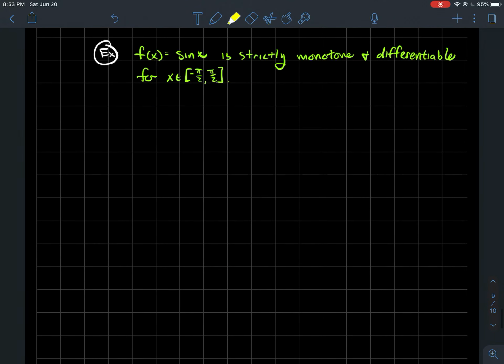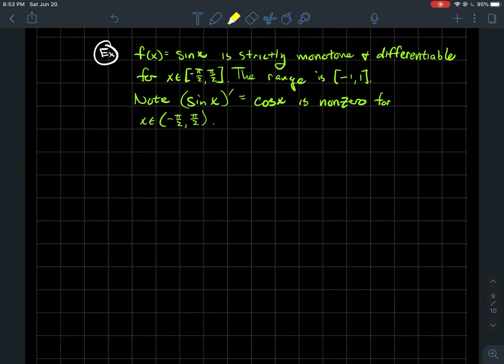If I look at sine of x, but I restrict its domain to between minus pi over 2 and pi over 2, then it's a strictly monotone increasing function, and it's differentiable. The range of that would be minus 1 to 1. I know the derivative is cosine of x, and cosine is non-zero as long as I take the endpoints away in my interval, so on this open interval from minus pi over 2 to pi over 2.